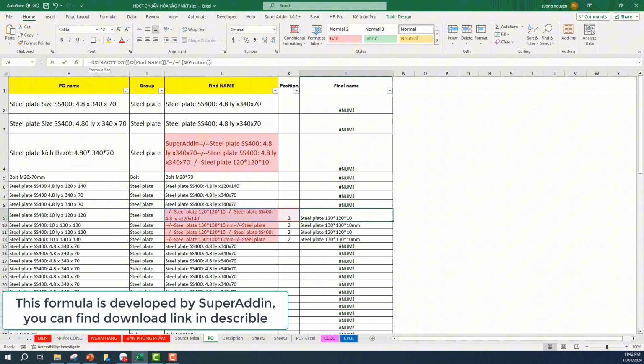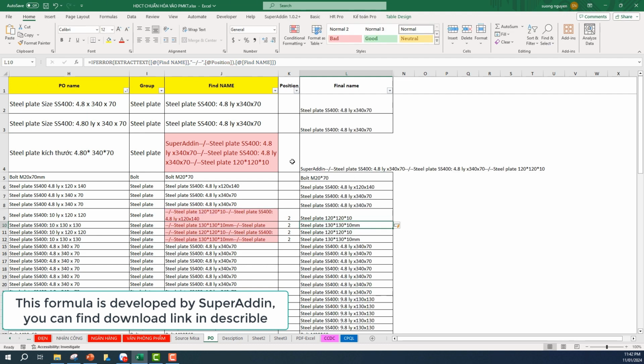Perfect. Now put the formula. If error, then return find name. Otherwise extract find name by delimiter, at position. Last one, we find product code quite easy.